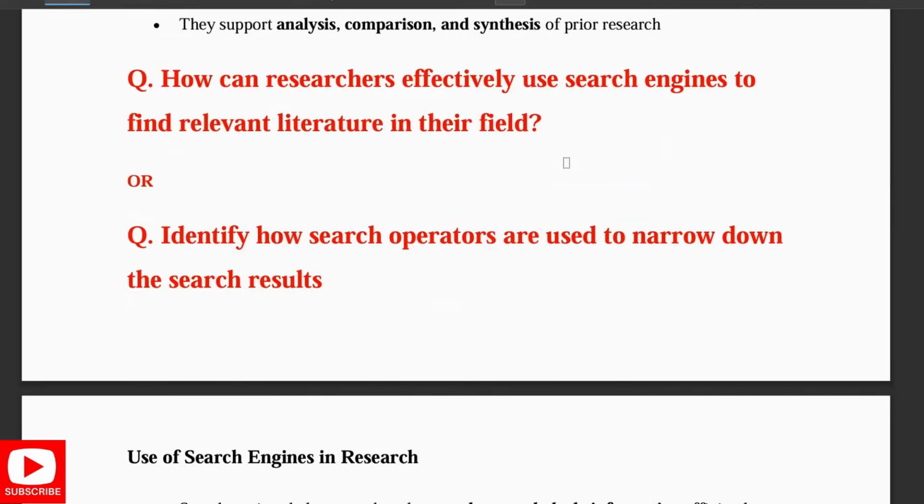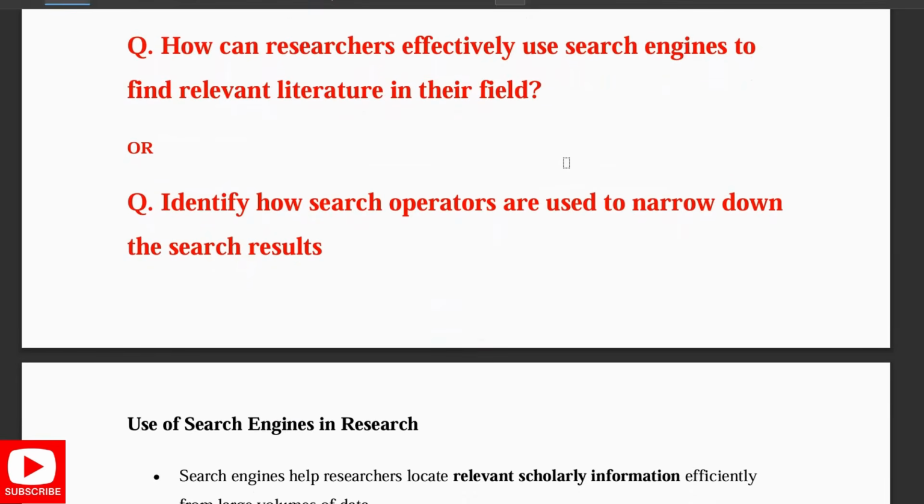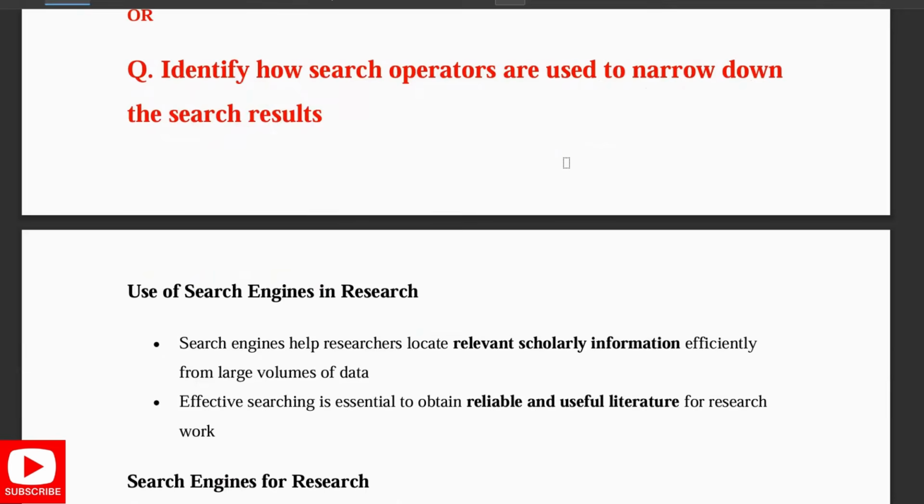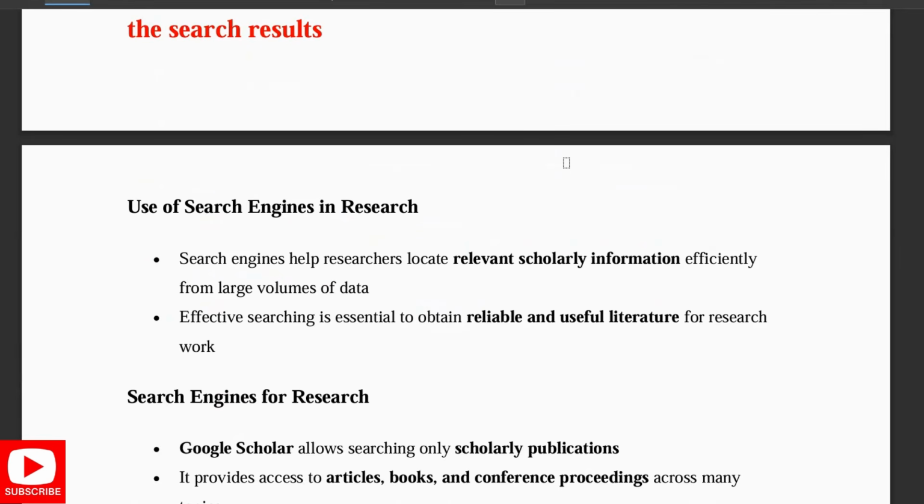Next, how can researchers effectively use search engines to find the relevant literature in their field? This is asked in the model question paper. Then identify how search operators are used to narrow the search results. Firstly, the use of search engines in research. They locate the relevant scholarly information efficiently from large volumes of data. So effective searching is essential. Why? Because reliable and useful literature for the research work is needed.